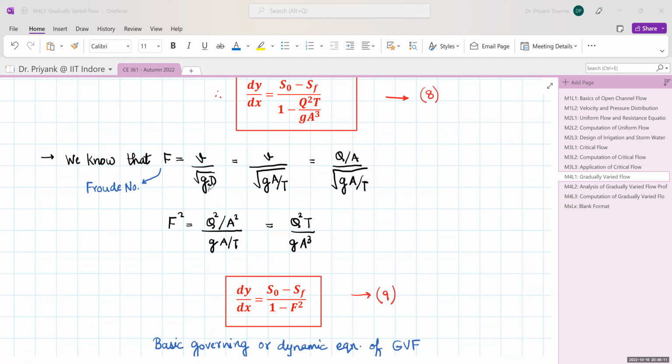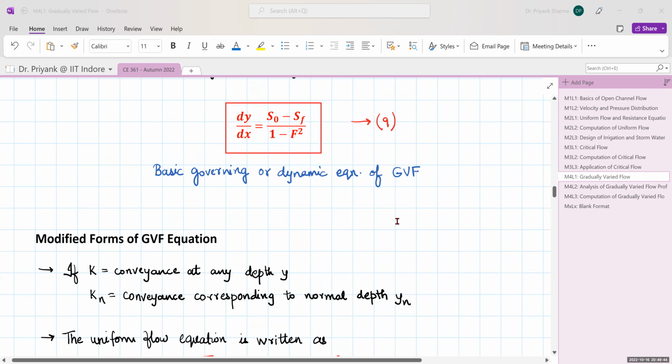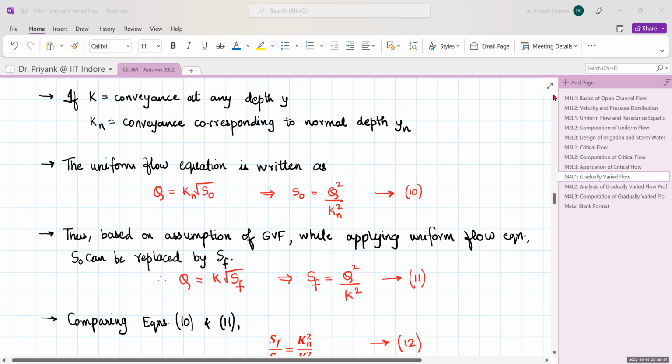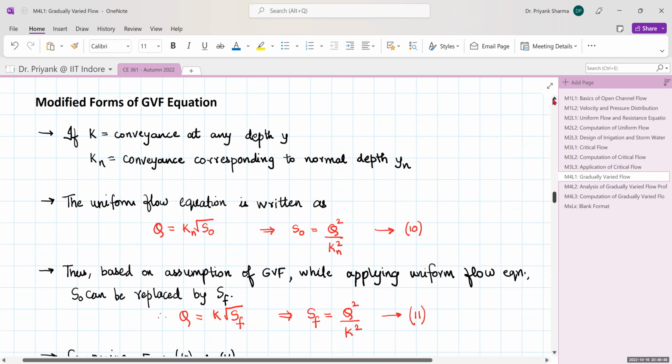So now we know that F is equal to V upon under root gD, and that is V upon under root g into A by T. So D is A by T. So Q square T upon gA cube is nothing but F square, and this equation can also be written in terms of Froude number, that is dy by dx is equal to S naught minus SF upon 1 minus F square. So this is again another form of the basic or governing dynamic equation of gradually varied flow. This equation has some other forms. So we have the modified forms, and we would look at these modified forms one by one.